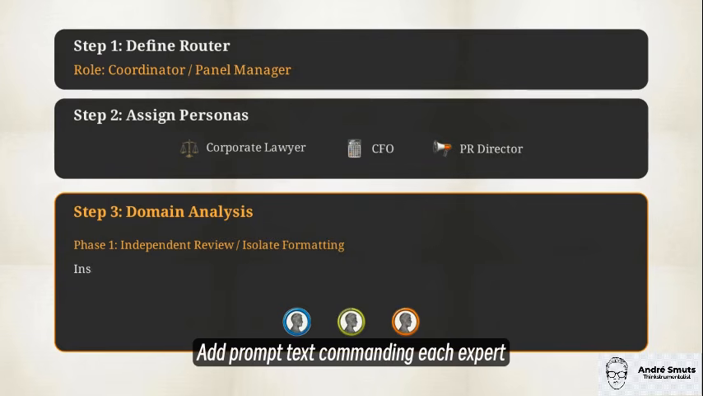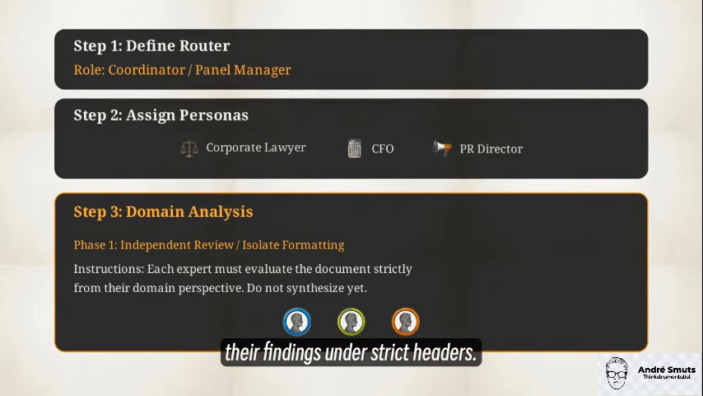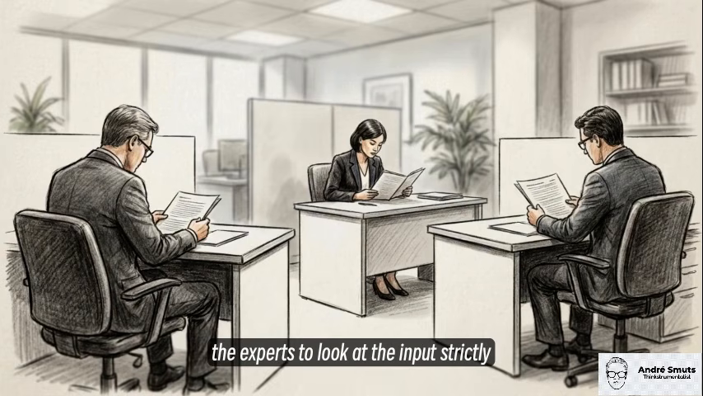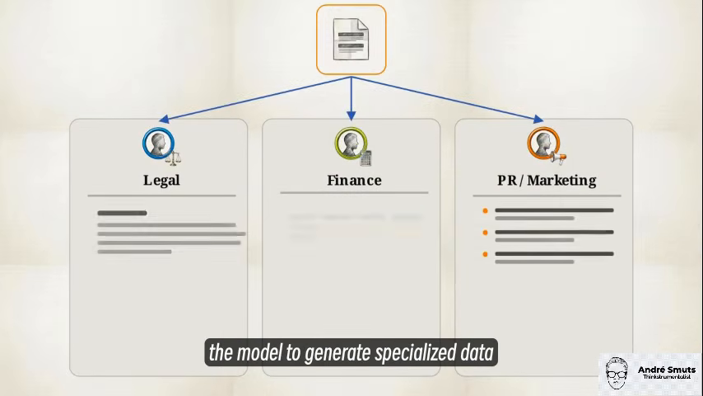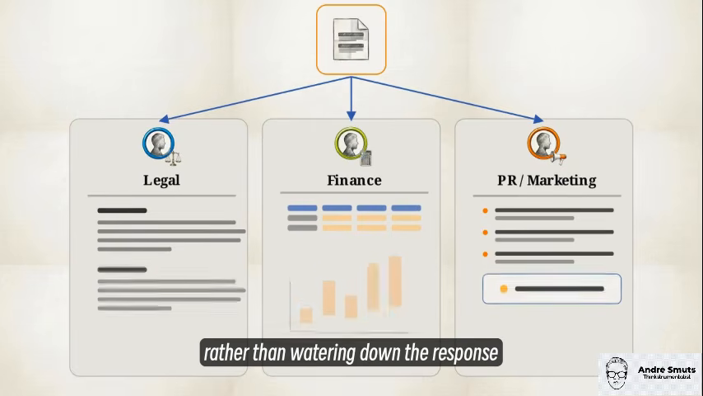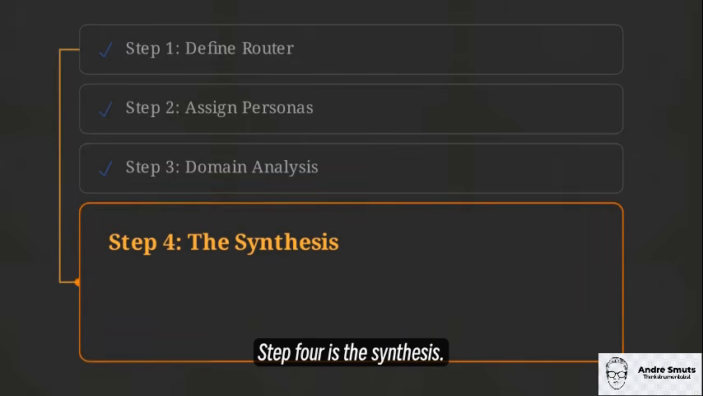Step three is domain analysis. Add prompt text, commanding each expert to evaluate the problem separately and present their findings under strict headers. You must instruct the experts to look at the input strictly from their specific viewpoint before taking on another or talking to another. This independent analysis forces the model to generate specialized data rather than watering down the response with internal groupthink.